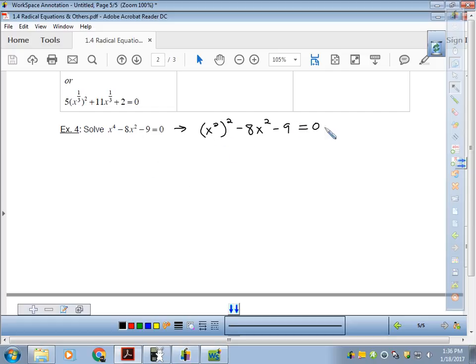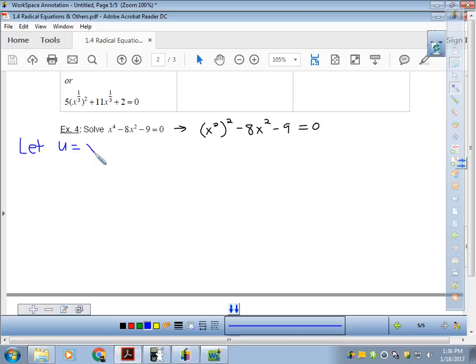Once you rewrite it like that, though, then what we can do, and I'm just going to change colors so you can see it, we can say, hey, let's let u equal what's within the parentheses here.